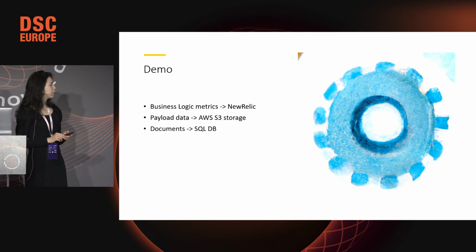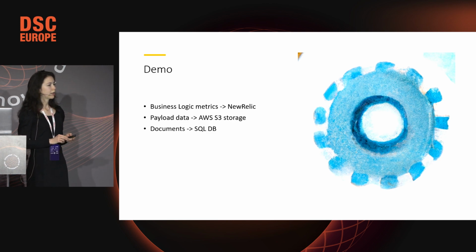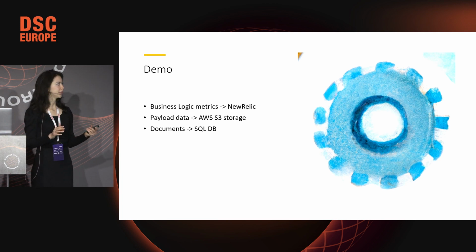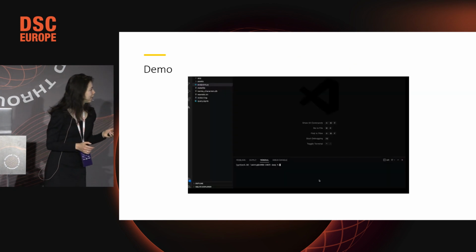And then payload data is stored in AWS S3 storage. And when our REST API service is called, this payload is produced with a trace ID and all identifiers related to that request, and it's stored in S3. And then the documents we use for retrieval are stored in a SQL database. It can be any storage used in your company, but in this example, I used a very, very basic SQL database.